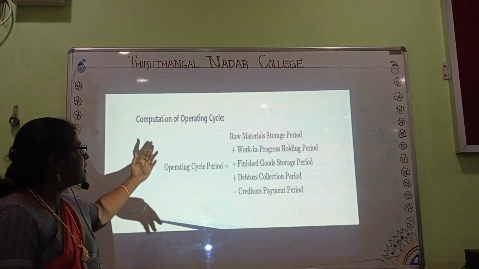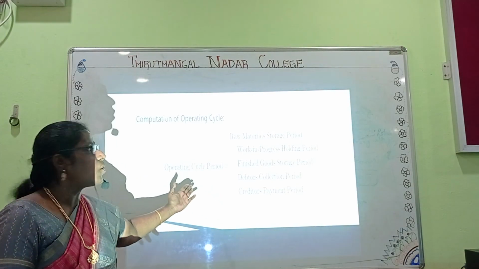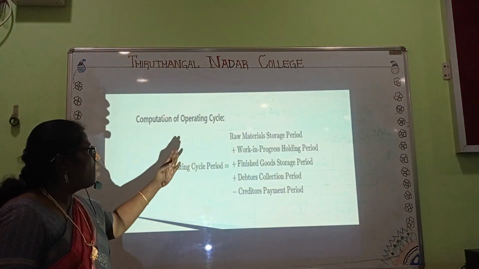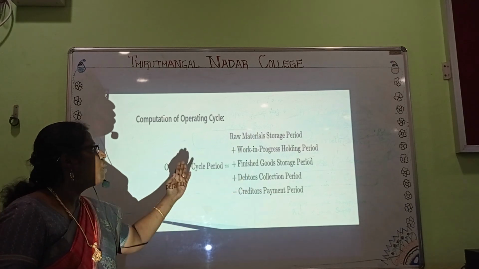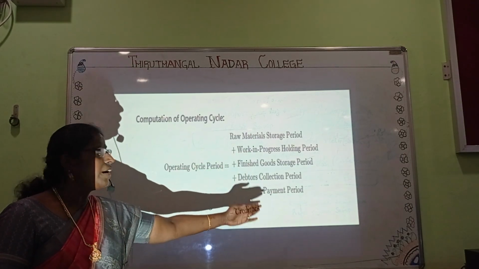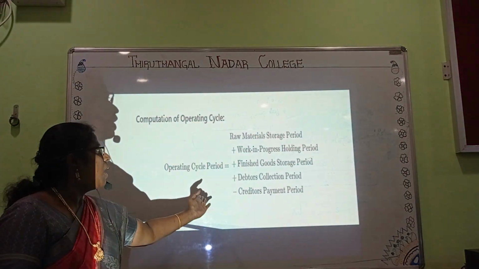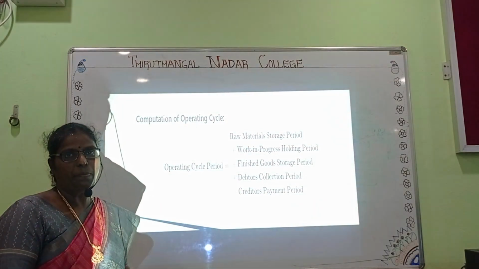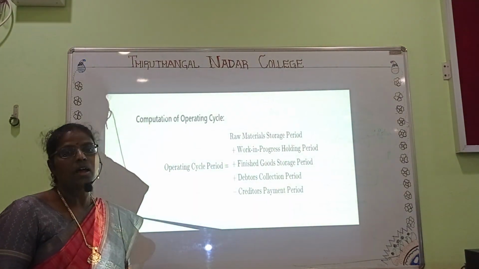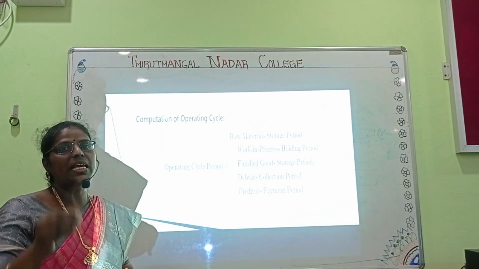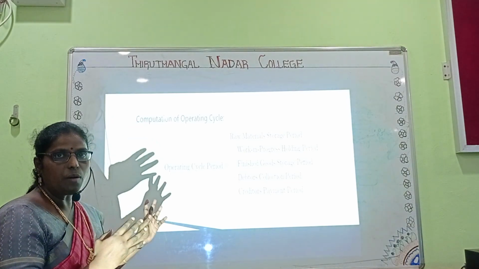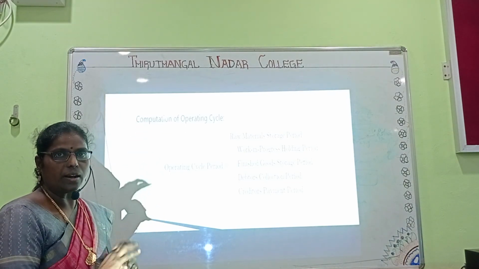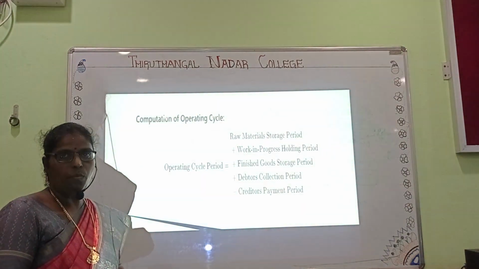And this is problem oriented. How to calculate the operating cycle? Raw material storage period plus work in progress holding period plus finished goods storage period plus debtors collection period minus creditors payment period. This is the formula. I already told you, please remember the formulas. If you write the formulas, you will get step marks. Don't forget this formula.